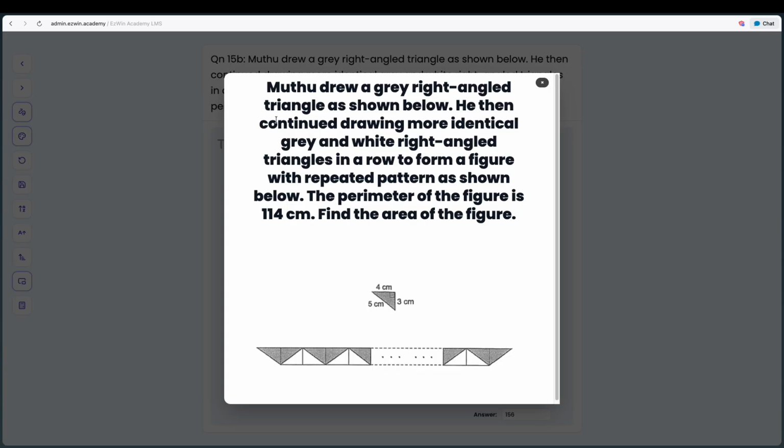Okay, so question 15, part B. Muthu drew a grey right angle triangle as shown below. He then continued drawing more identical grey and white right angle triangles in a row to form a figure with repeated pattern as shown below. The perimeter of the figure is 114 centimeters. Find the area of the figure.